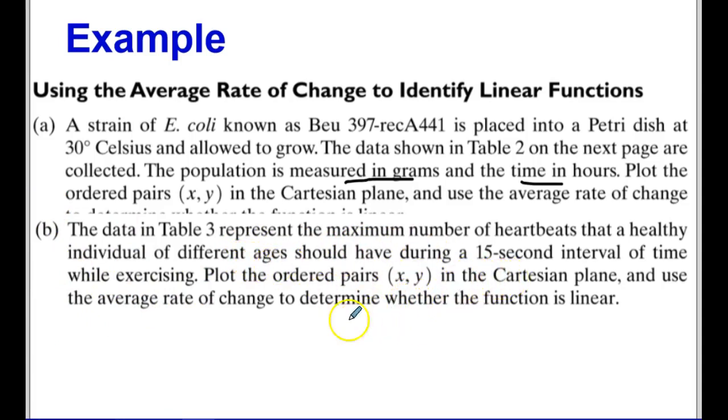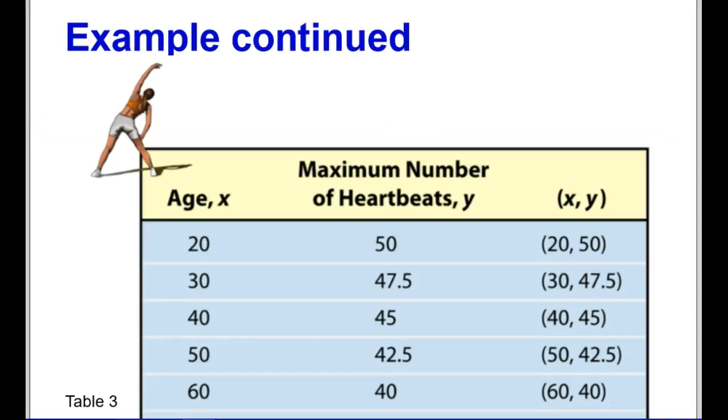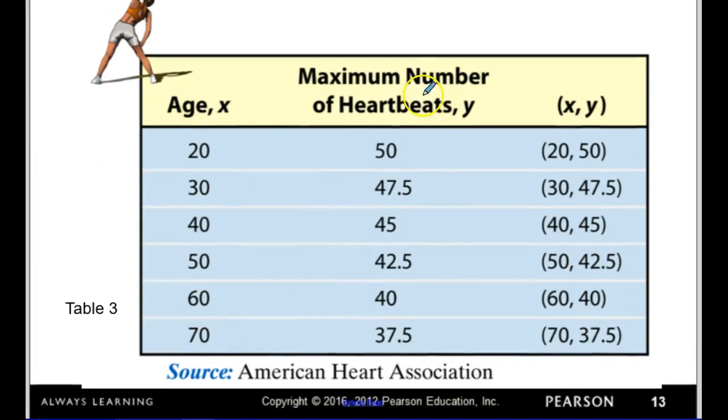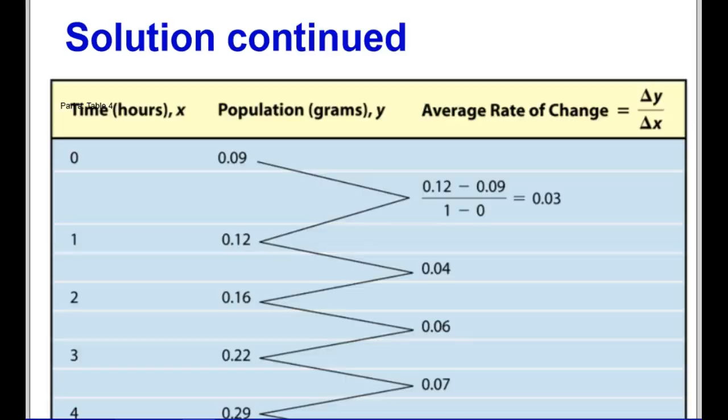So first I want to plot it and use my average rate of change to determine if it's linear. So here's the data table, right? So I've got my age and my number of heartbeats. So again, I've got my table here. I can also graph it. Whoop, there's my graph.